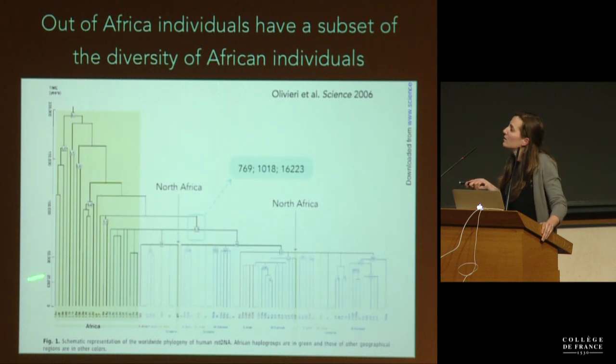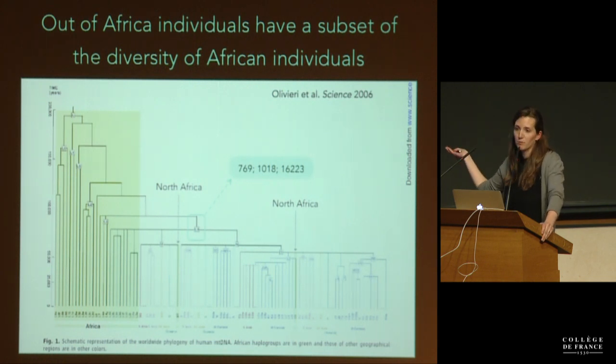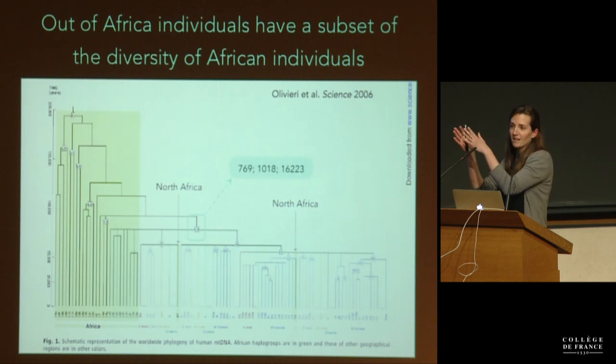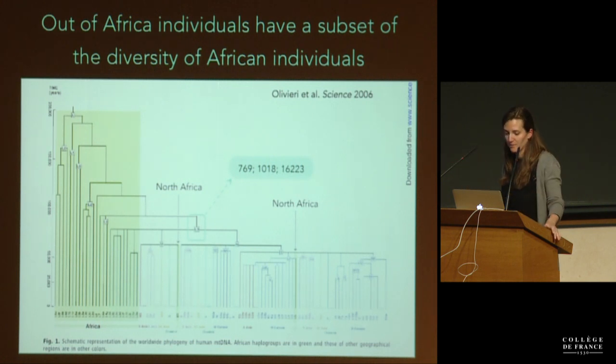Oh, and also I would like to add that the length of the branches is proportional to the number of mutations. So actually, African populations have much longer branches because they have accumulated many more mutations than out of Africa populations that, because of the bottleneck, all had the same diversity, and then mutations accumulated over a short period of time.